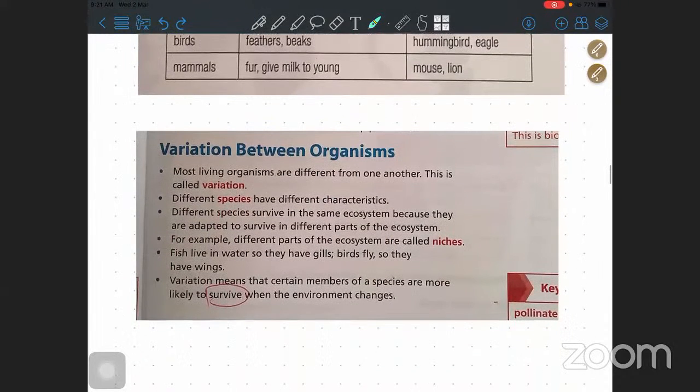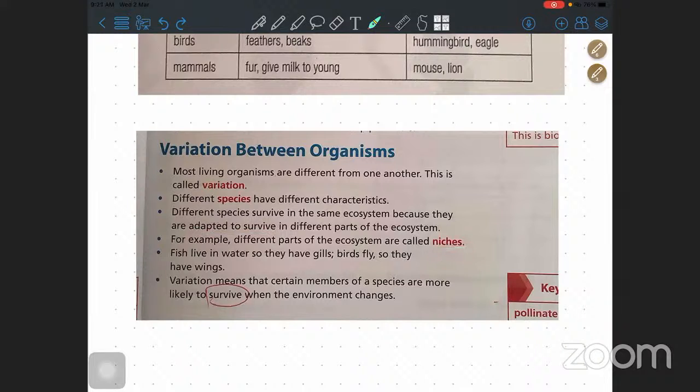So next, we need to learn about variation. Variation. Most living organisms are different from one another. This is called variation. Yeah, that means we change, okay? Different species have different characteristics. Different species survive in the same ecosystem because they are adapted to survive in different parts of the ecosystem. For example, different parts of the ecosystem, we call it the niche.